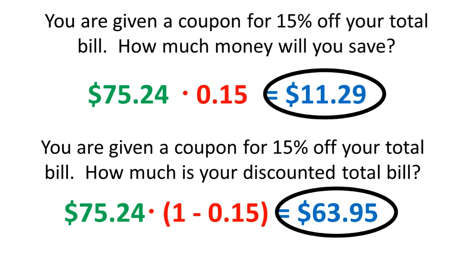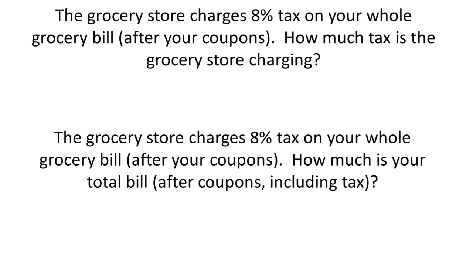It's a total of $63.95. If I take 15% off of $75.24, I get $63.95. This is my new final total. I'm going to use this amount now, and I'm going to figure out how much tax I need to pay. Tax is usually anywhere from 8 to 10%. We're going to use 8%.